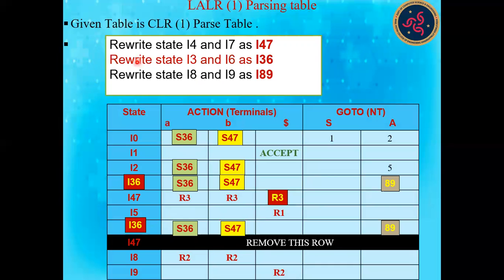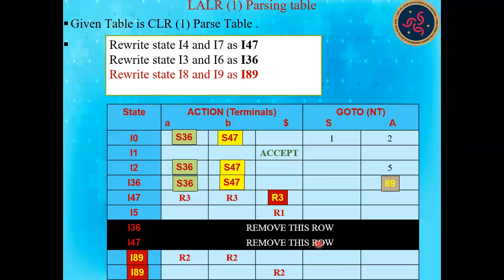Now consider the other two states, that is I3 and I6. Here I36 can be written in both places, and now we need to merge these two rows. When we see these two rows, they have the same values. So nothing needs to be moved or added to any other row, because the same information is given in both rows. We can just remove this particular row from the table.